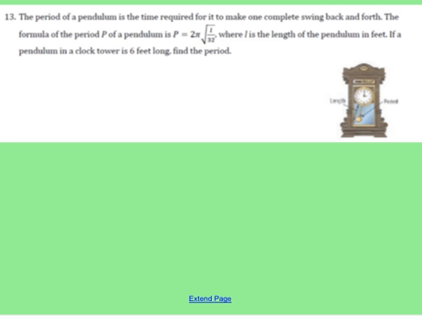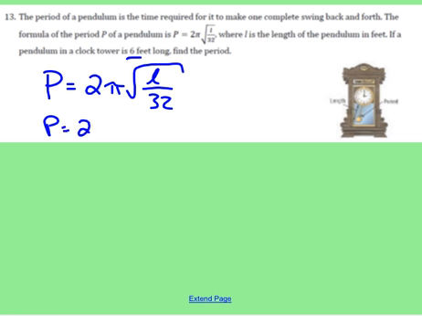Here's this period of a pendulum. Is the time required for it to make one complete swing back and forth. So this is a good science problem. Alright, 2 pi, and then its length over 32. Well, good news here. Our length is 6. So our pendulum swings at 2 pi square root 6 over 32. I'm dividing both those by 2. They're both even numbers.